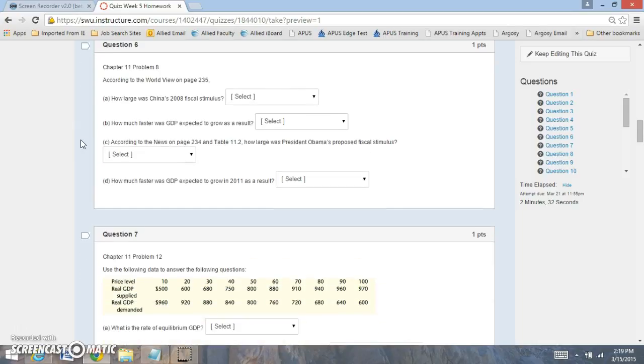Question 6 is looking at worldview on page 235, and it's answering questions related to that.